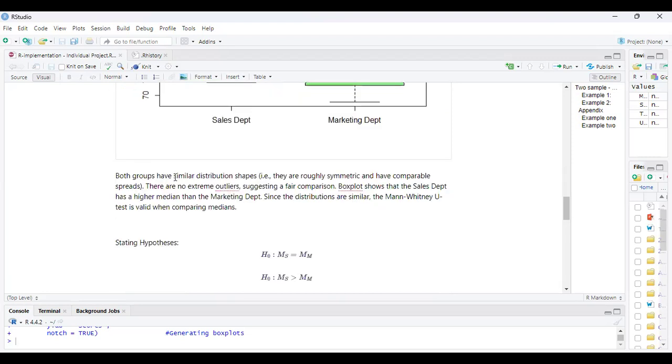Conclusion: both groups have similar distribution shapes, that is, they're roughly symmetric and have comparable spreads. There are no extreme outliers, suggesting a fair comparison. The box plot shows that the sales department has a higher median than the marketing department. Since the distributions are similar, the Mann-Whitney U test is valid when comparing medians.